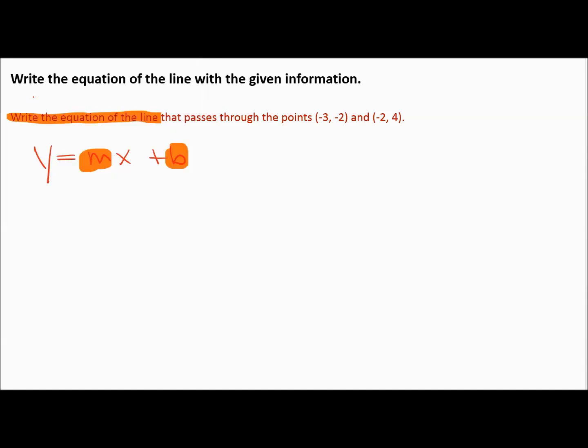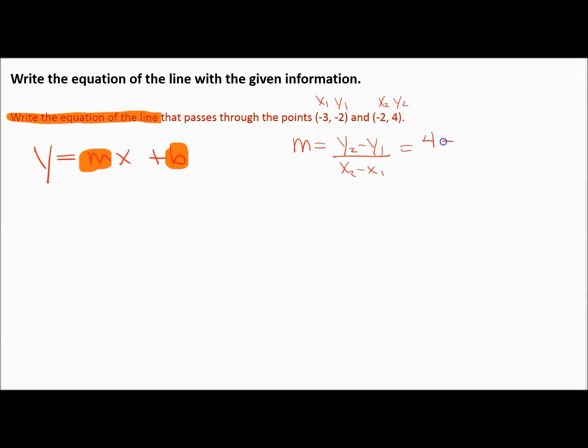Now, when you read the rest of your problem, it says that passes through the points (-3, -2) and (-2, 4). Notice we don't have an m and we don't have a b. So like our last problem, we don't have a b, but now we have a brand new issue. We don't have an m either. Now, we can find m. We practiced that quite a bit two slides ago, okay? So if this is x1 and this is y1, and this is x2 and this is y2, we know how to find m. Remember, it's y2 minus y1 over x2 minus x1. So that's the very first step.